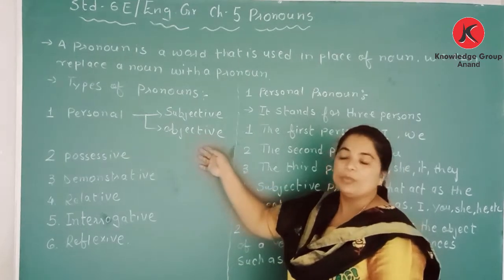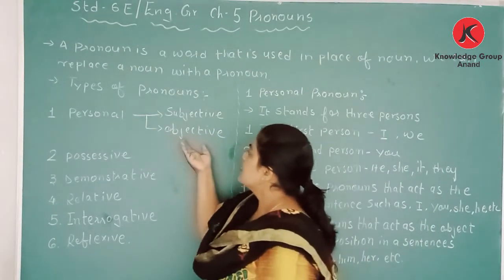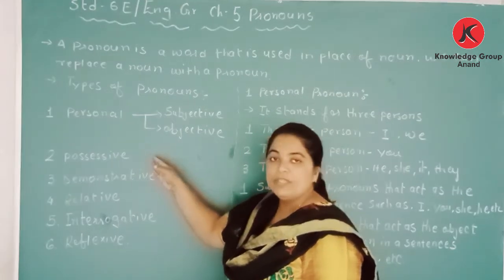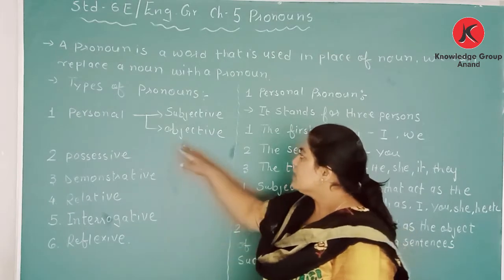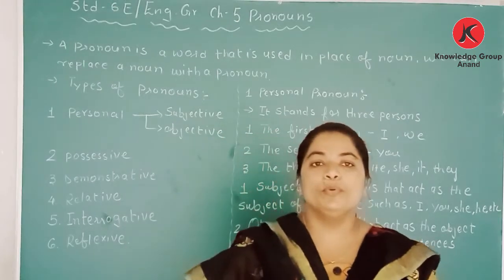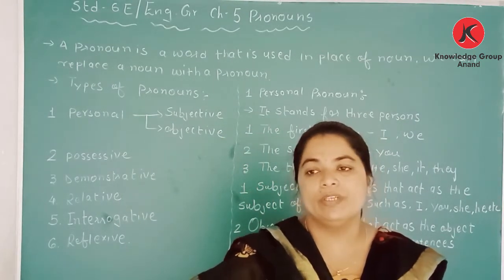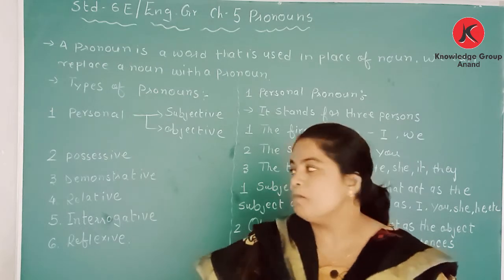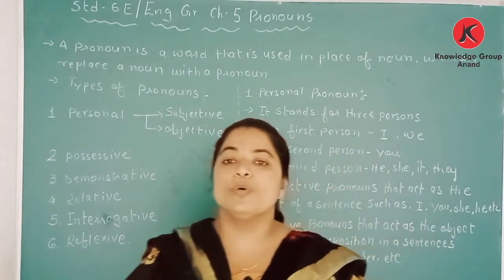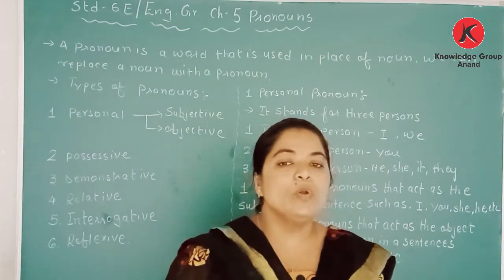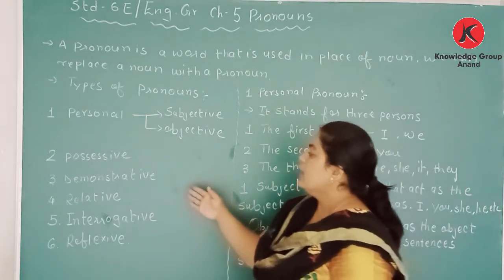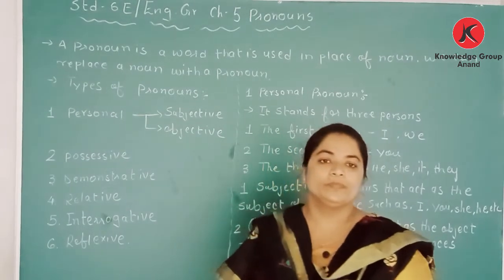Okay, there are types of pronouns. Which are the types of pronouns? Subjective and objective, that refers to personal pronoun. The second one is possessive pronoun. The subjective and objective pronouns refer to singular and plural, first person, second person and third person. In the possessive pronoun, it shows the belongings, the person or thing belongs to whom. The other one is demonstrative pronoun.